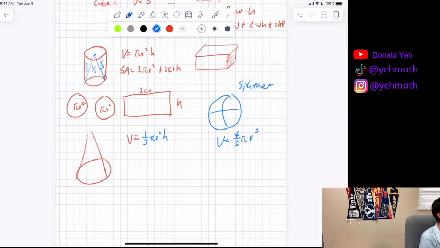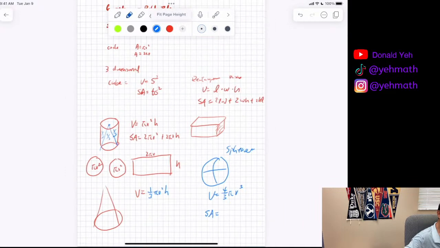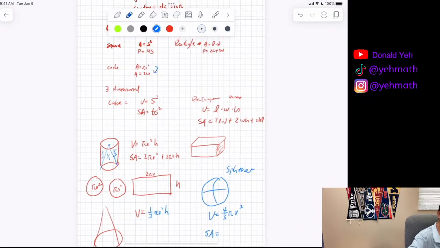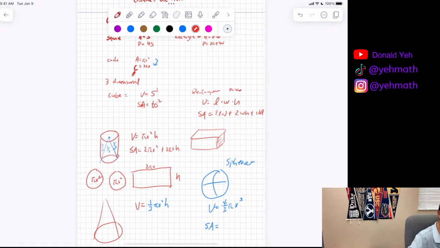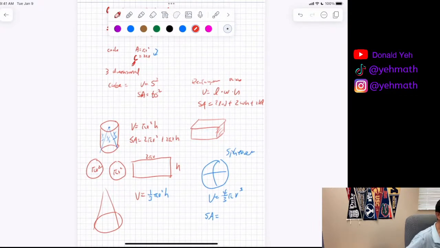4/3 pi r cubed. It's three-dimensional. It's not two-dimensional. It's not flat. It has to be r times r times r. You're going to say that's very hard to remember, but you know what? Surface area, you don't have to memorize this one. Remember the relationship between the area and the circumference of a circle? C is equal to 2 pi r. So write down this C, circumference equal to 2 pi r.